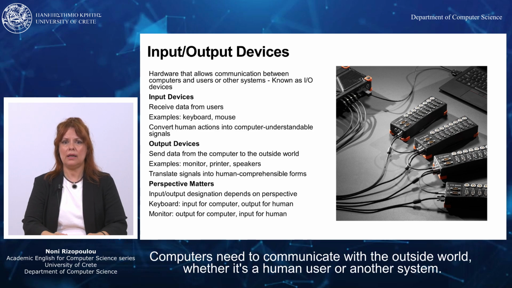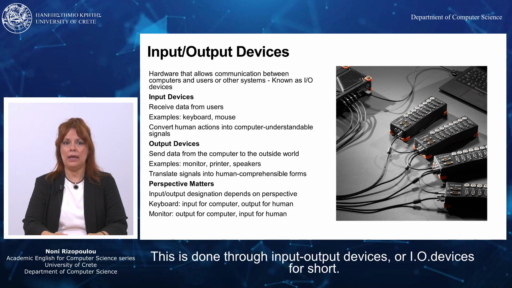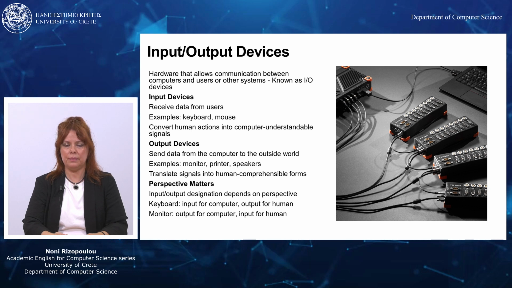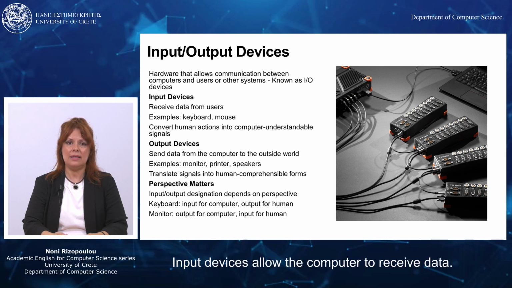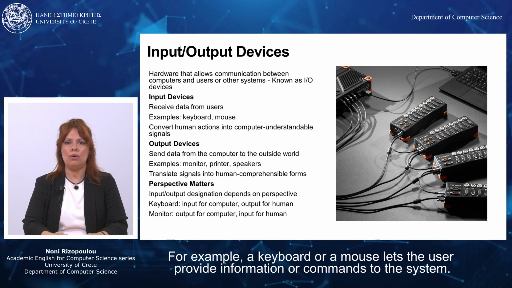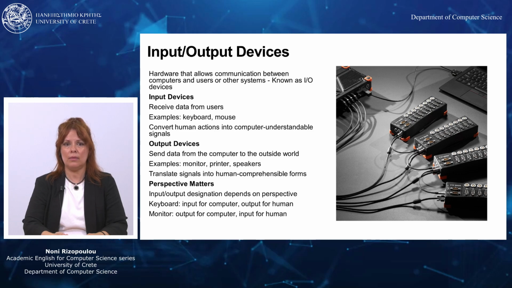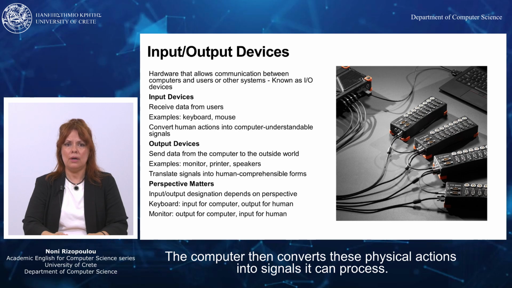Computers need to communicate with the outside world, whether it's a human user or another system. This is done through input-output devices, or I/O devices for short. Input devices allow the computer to receive data. For example, a keyboard or a mouse lets the user provide information or commands to the system. The computer then converts these physical actions into signals it can process.